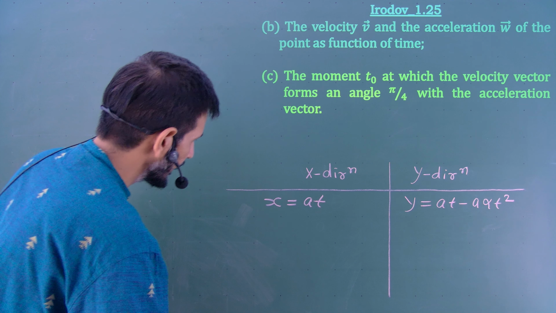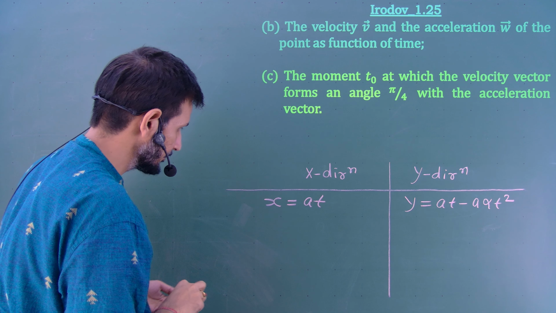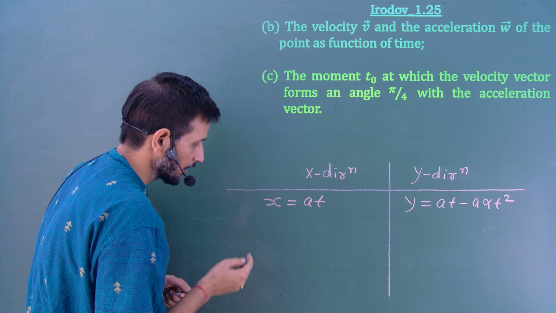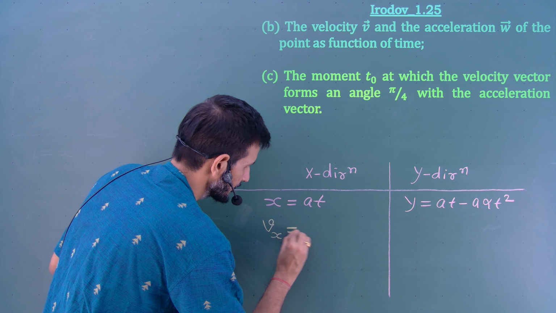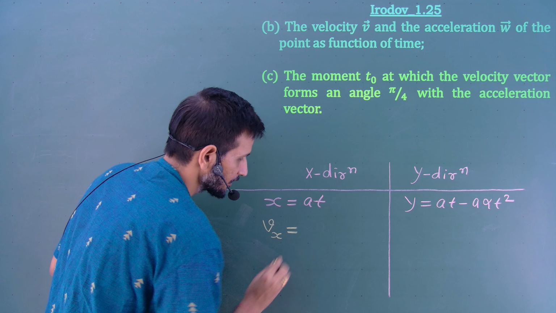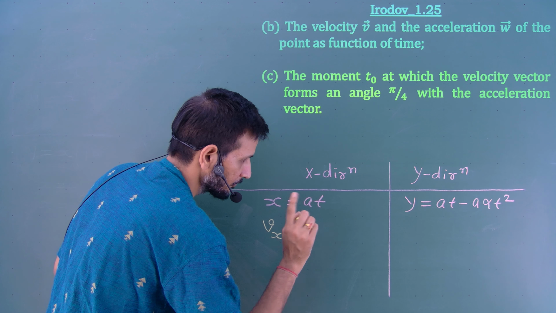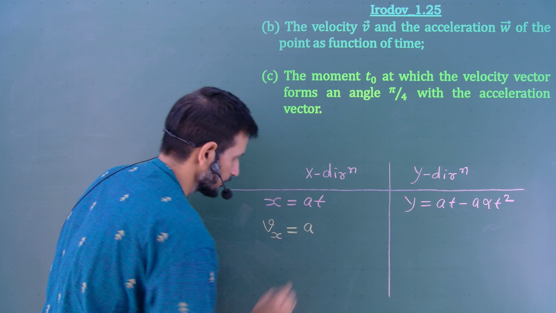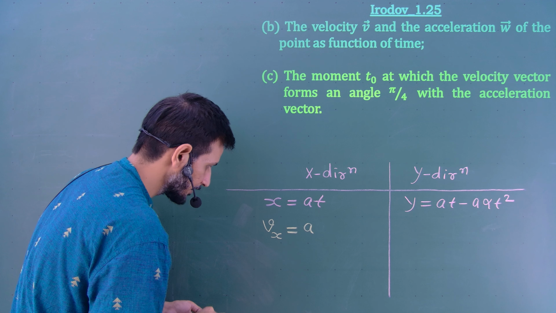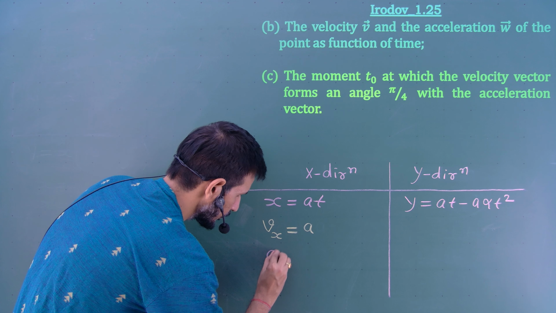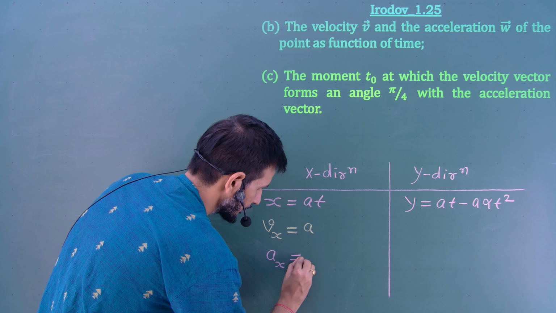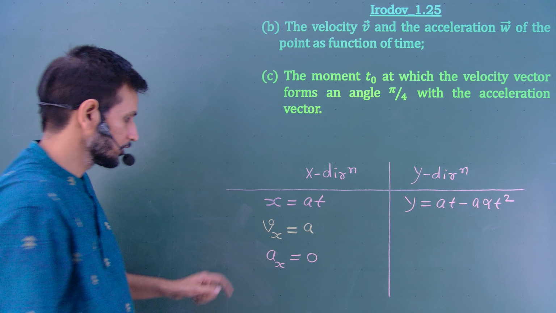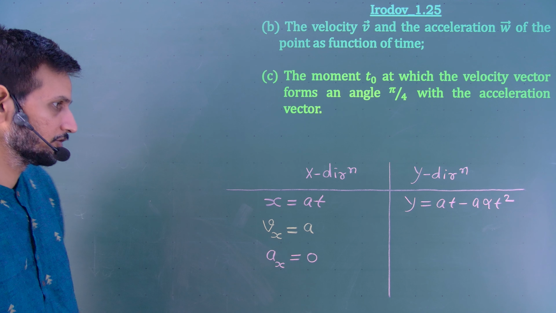If I differentiate the x position, it gives the velocity in the x direction. So velocity in the x direction is the differentiation of this part with respect to time. Differentiation of t is 1, so it will come out as a. After further differentiation, this will lead to acceleration in the x direction, and this is a constant, so its differentiation must be 0. So acceleration in the x direction is 0.